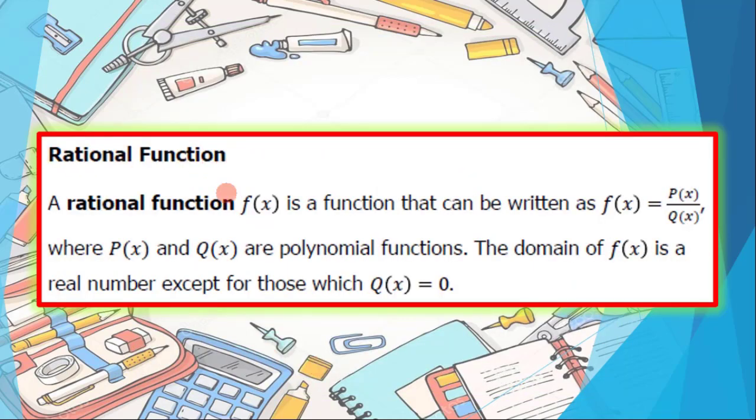Rational function. A rational function f of x is a function that can be written as f of x equals p of x over q of x, where p of x and q of x are polynomial functions. The domain of the function f of x is all real numbers except for those for which q of x is equal to 0. So meaning, the values of x that will make q of x equal to 0 will not be included in the domain of this function f of x.